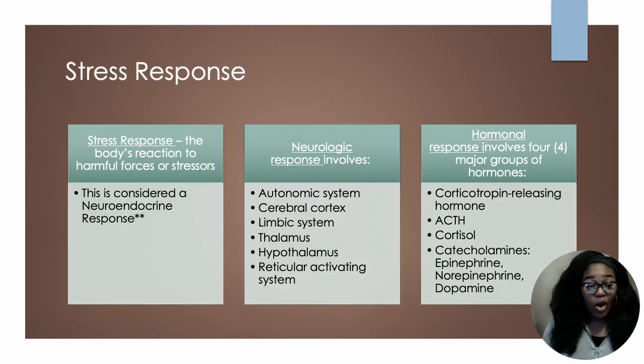This information is just regarding your stress response, and just know that your stress responds in several different ways. You have the actual physical reaction, which is the stress response to harmful forces or stressors. You have your neurological response, which happens in your brain, and this is internal activity. So that involves your autonomic cerebral cortex, limbic system, the thalamus, hypothalamus, and reticular activating system. And then you have the actual hormones that are associated with stress. Again, these are your stress hormones. So you'll see this a lot with cortisol, ACTH, corticotropin releasing hormone, and all of your catecholamines, which is epinephrine, norepinephrine, and dopamine.